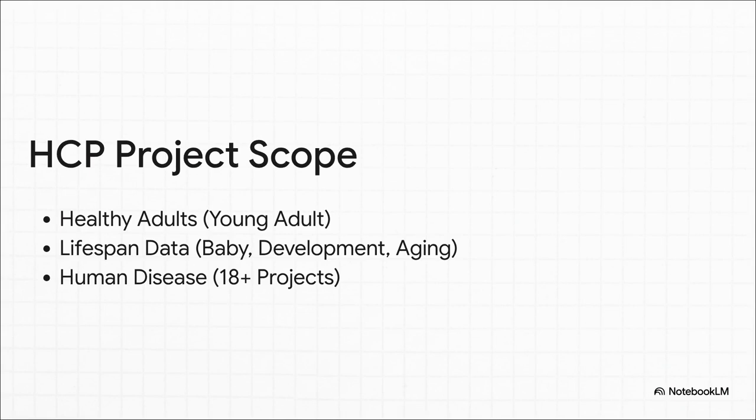It covers the connectomes of over 1,000 healthy young adults. It maps the brain across our entire lifespan, from tiny babies all the way through development and aging. And on top of that, it includes at least 18 different projects that are actively studying how brain connections are related to diseases like Alzheimer's, epilepsy, and depression.